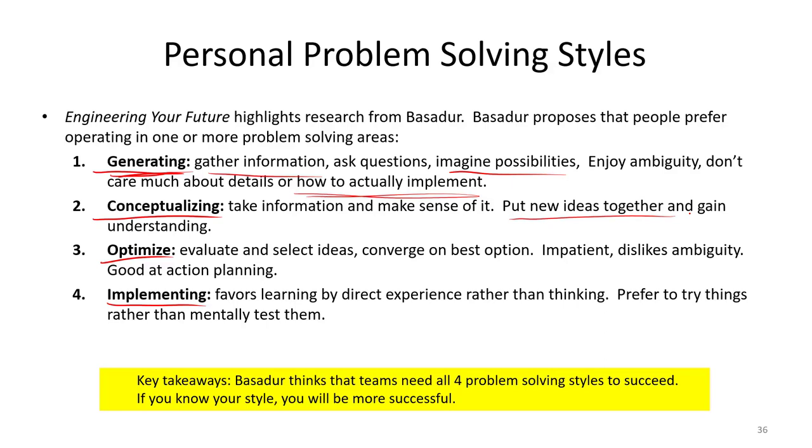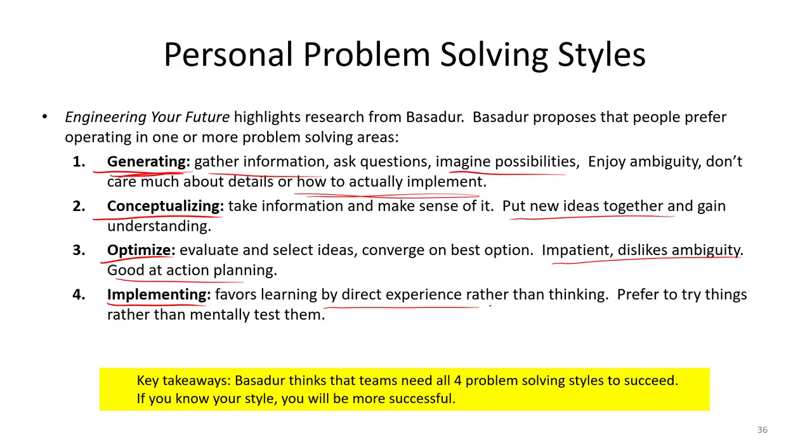Then there's people who optimize. So these people, they're impatient, they don't like ambiguity, they're good at action planning, they want to find the best option possible. And finally, we have implementing. These people like to learn by direct experience. They prefer to get their hands dirty and try things rather than sitting around and running tests and simulations.